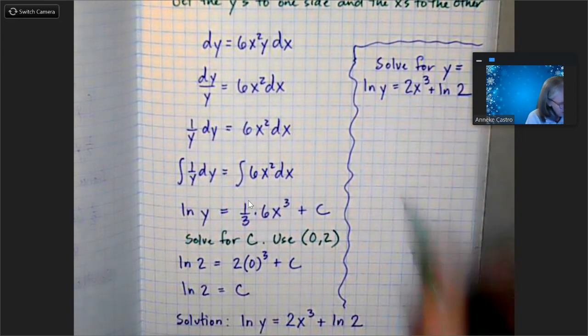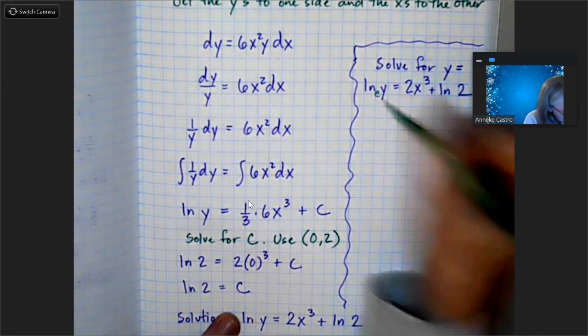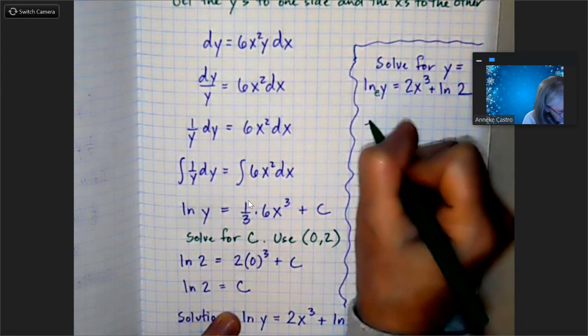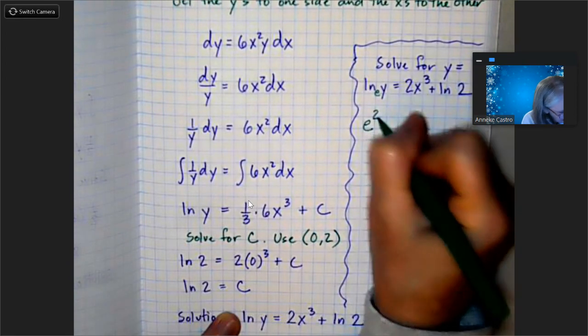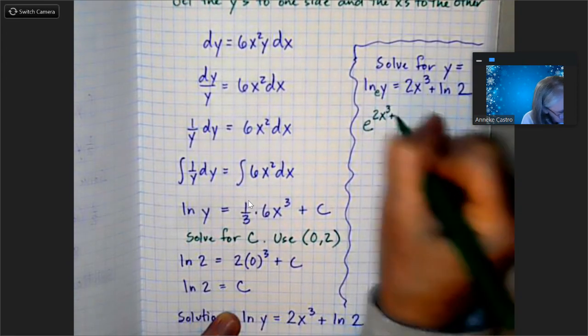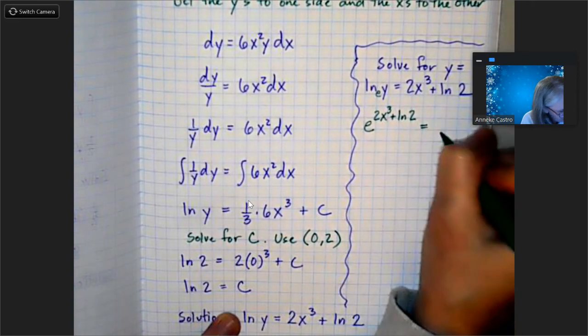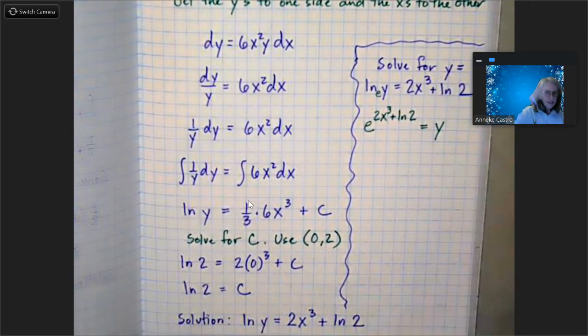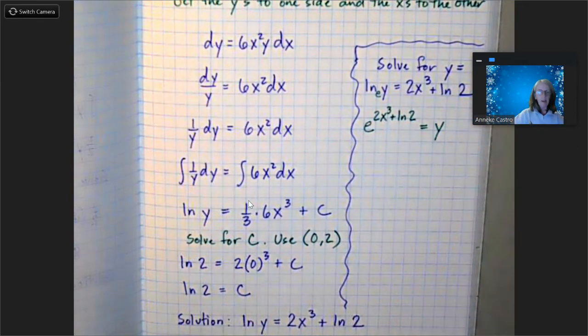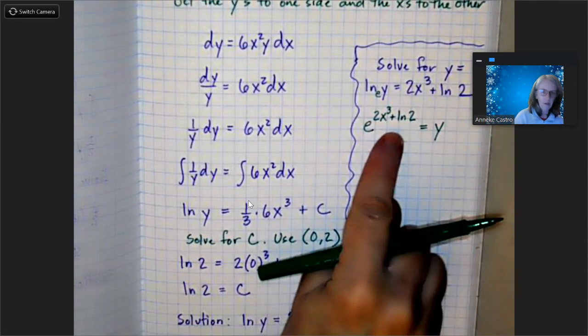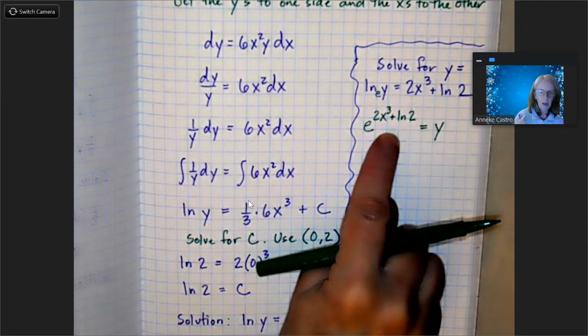So I'm going to rewrite this. Remember, this is a base e, so I can say e to the 2x cubed plus natural log of 2 is equal to y. And you could say, done! I got y by itself. But if this were a problem in the book and you were to look in the back of the book, that would not be what you would find because this can be simplified.